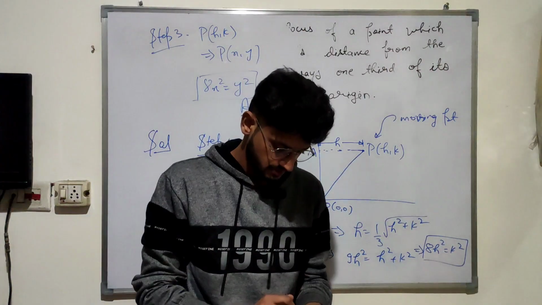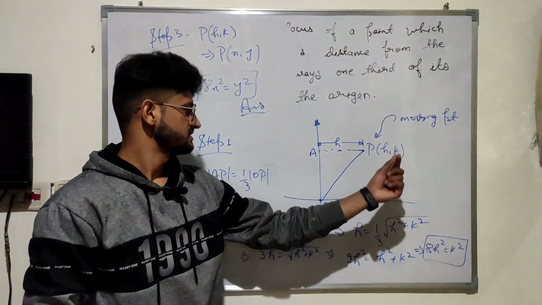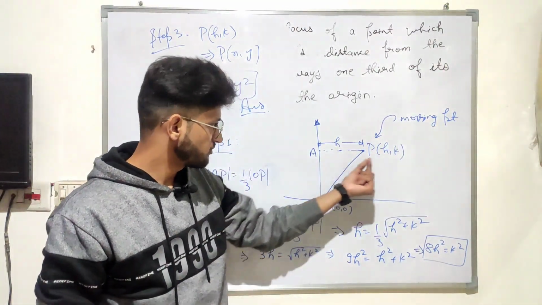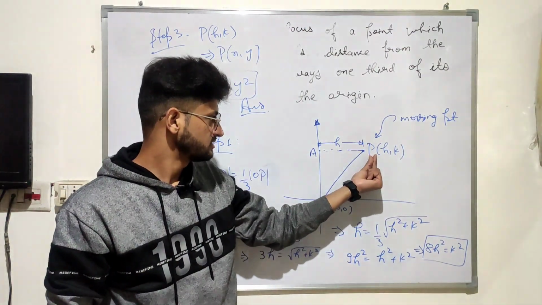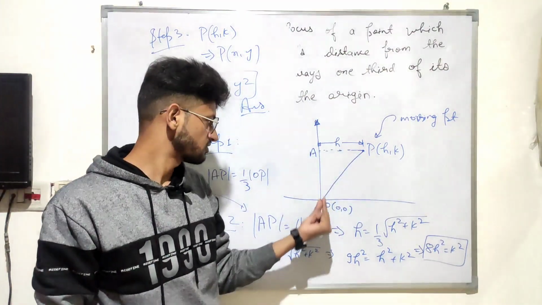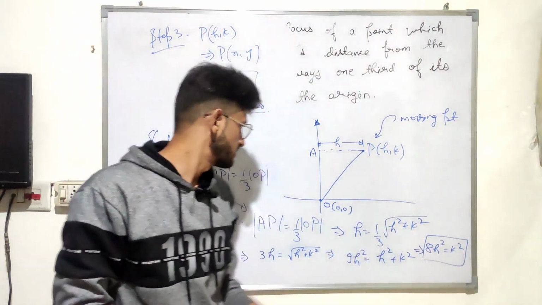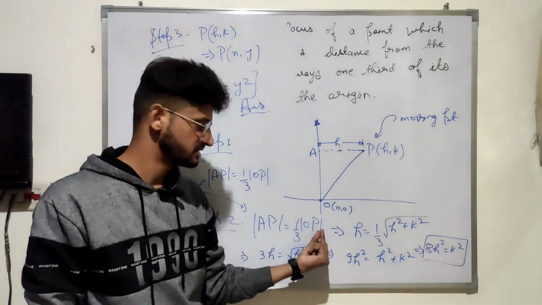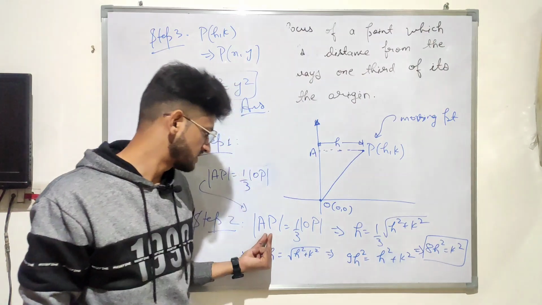So the question was, there is a point P(h, k) that we have assumed is the moving point, and this point moves in such a way that its distance from the y-axis is equal to 1/3 of its distance from the origin. So we have written this condition only. AP is going to be equal to 1/3 of its distance from the origin.